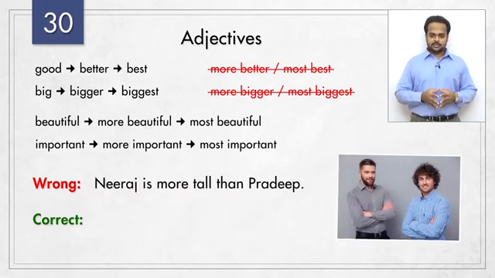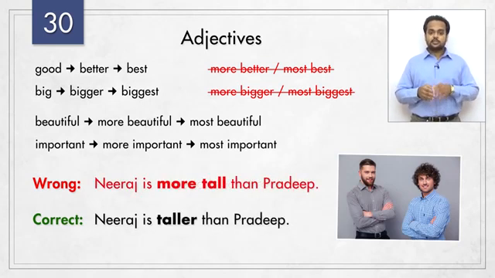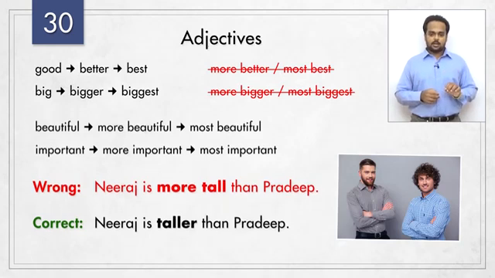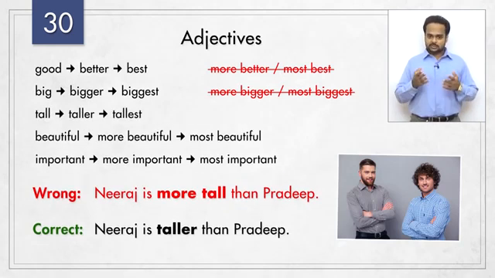All right, what about this sentence? Neeraj is more tall than Pradeep. Here, we need to say Neeraj is taller than Pradeep because the adjective tall has a comparative form that is made by adding ER, taller.